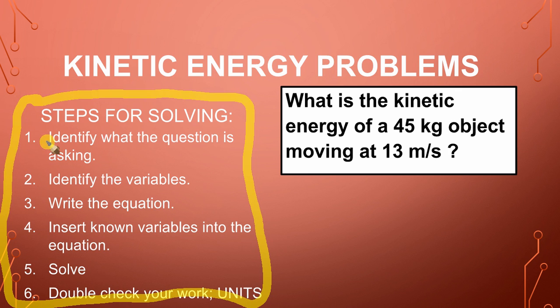On a test, if you do steps 1 through 3, you will actually get the majority of the credit for this problem. If you do step 4, you're going to get even more credit. Step 5 is probably the least important in my book, and step 6 is extremely important, especially this word right here saying units. If you do not have units, you will lose points every single time. So let's use these steps to solve some kinetic energy problems. Let's start with the first problem. What is the kinetic energy of a 45 kilogram object moving at 13 meters per second?